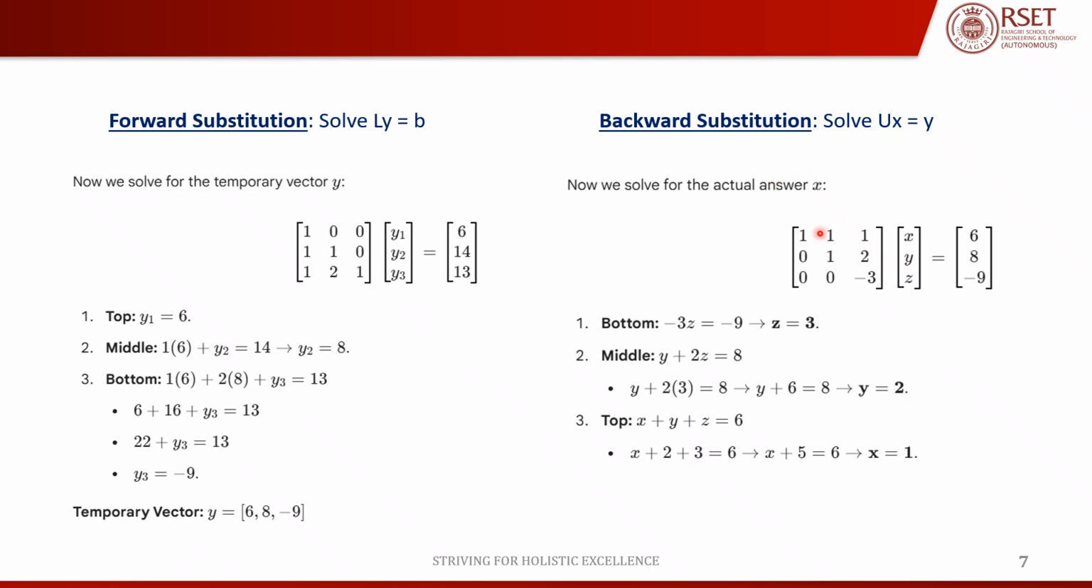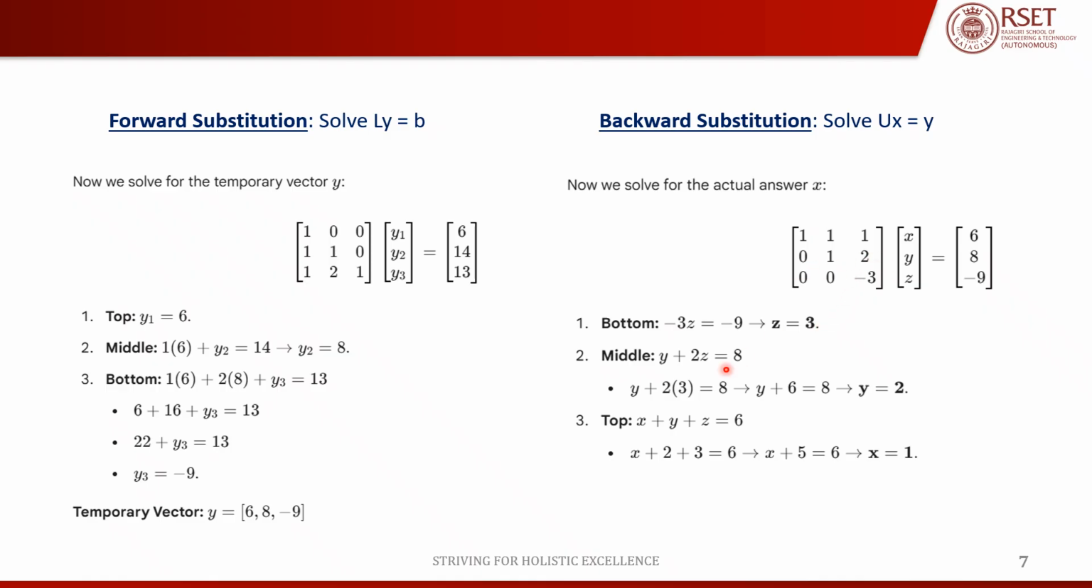And we substitute that y here, and you know what is U: 1 1 1, 0 1 2, 0 0 minus 3, into x y z, and you have 6 8 minus 9. Similarly we will solve this and get the values. First you multiply this row to this column, like matrix multiplication. So x plus y plus z, then y plus 2z, and minus 3z. By comparing both sides you will get minus 3z equal to minus 9, so you get z equal to 3.